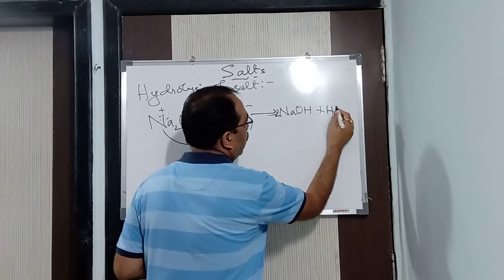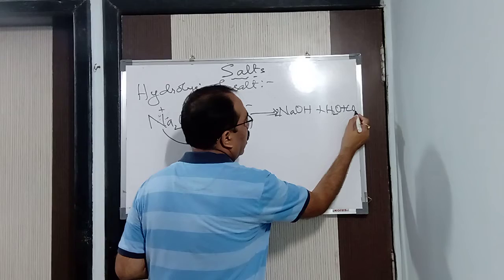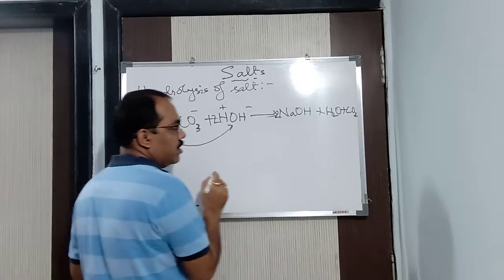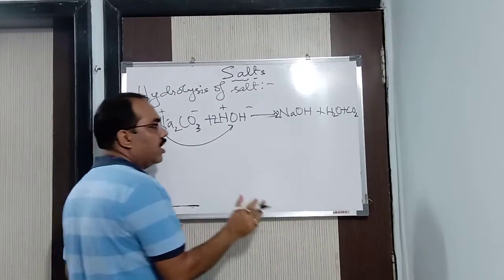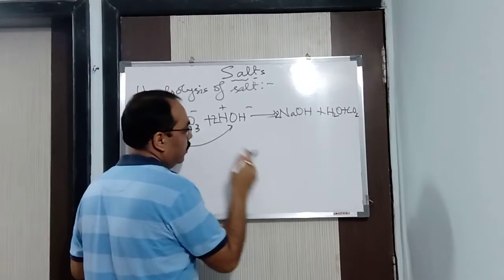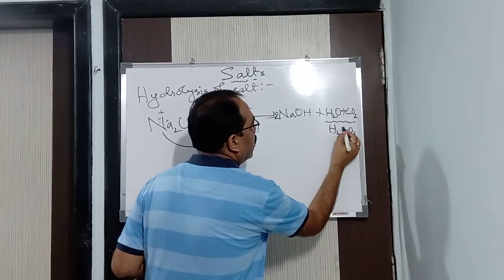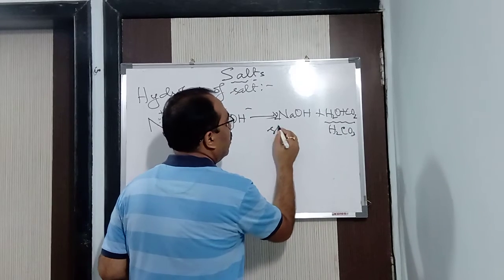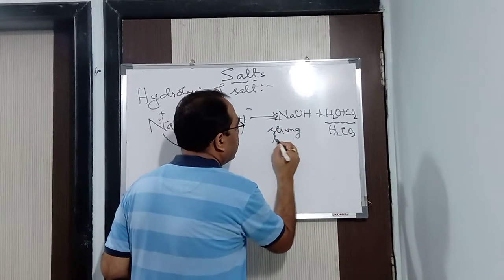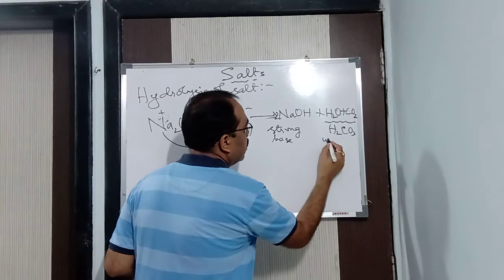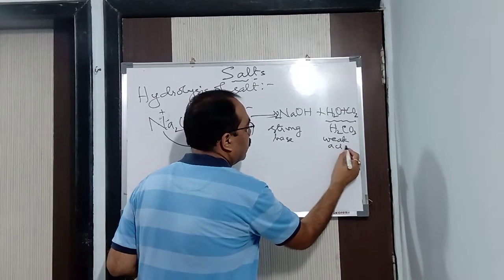But I told you already, H2CO3 is a weak acid. Carbonic acid is a weak acid. It will decompose to give you water and carbon dioxide. Remember that, it's a weak acid. And NaOH is a strong base.